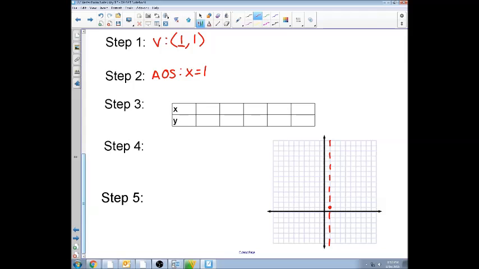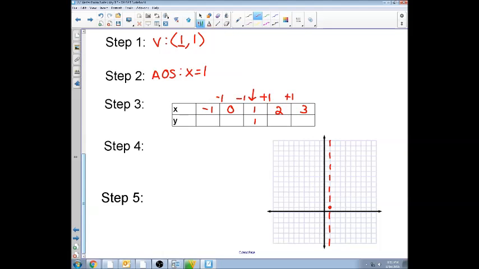Now that I have plotted my vertex and my axis of symmetry, I want to go ahead and make my table. I'm going to put my vertex right in the center, which is here. So that is (1, 1). I need to add 1 as I move to the right. So 1 plus 1 is 2. 2 plus 1 is 3. I will subtract 1 as I move to my left. 1 minus 1 is 0. 0 minus 1 is -1.